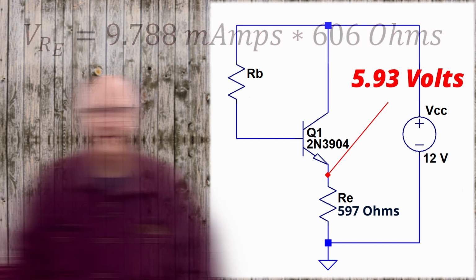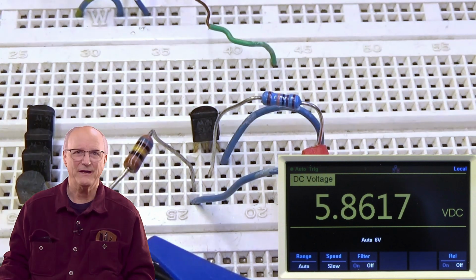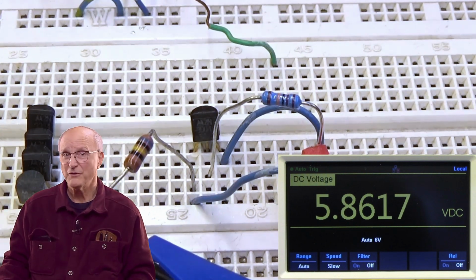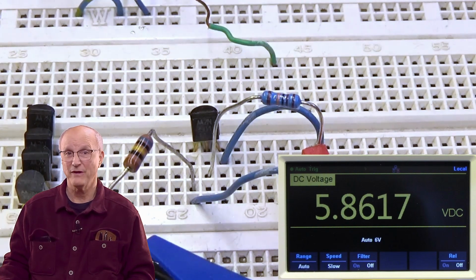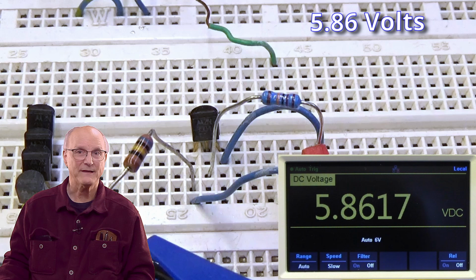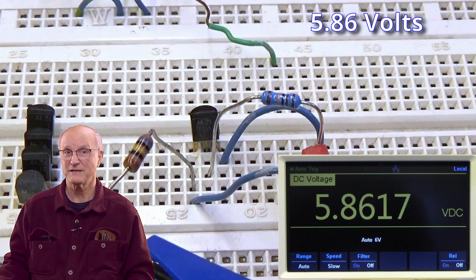Now that we have an idea of what to expect, let's go to the bench and see what we actually get. So here's my little setup. And what do I get for an emitter voltage? Well, we were expecting 5.93 volts, and we got 5.86 volts. That is pretty doggone good.